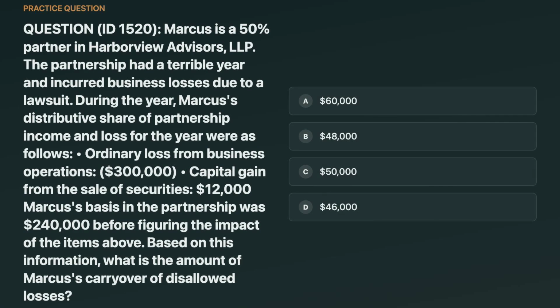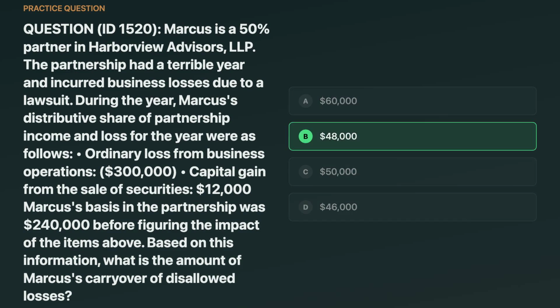Marcus is a 50% partner in Harborview Advisors. His share for the year is an ordinary business loss of $300,000 and a capital gain of $12,000. His basis before these items is $240,000. Based on the basis limitation rules, what amount of losses are disallowed and carried over? Think about it.